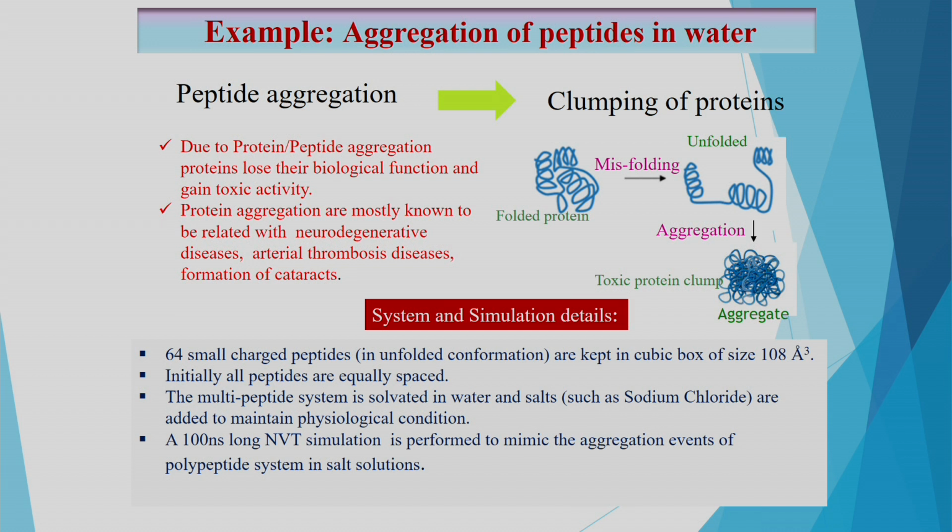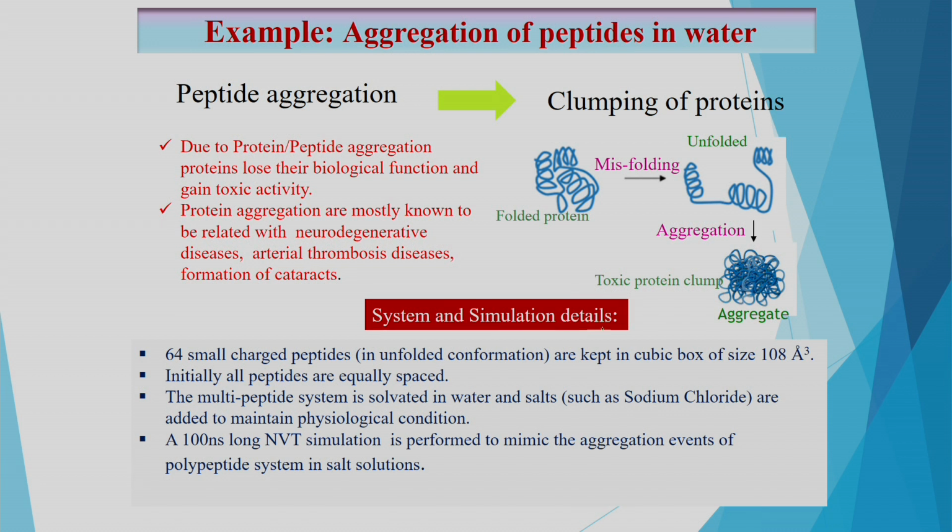Okay. So, this is the healthy protein, the folded protein, and then if it is misfolded, it can get unfolded in this fashion, and then when they aggregate, they form these bunches, and when they form these bunches, they lose their normal biological activities. This is something that we are going to show in our simulation.